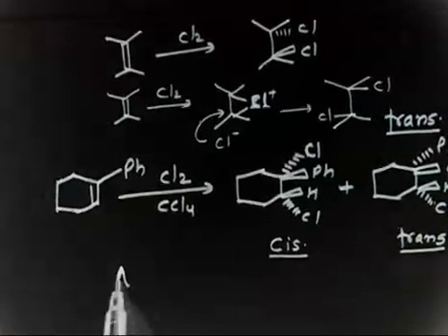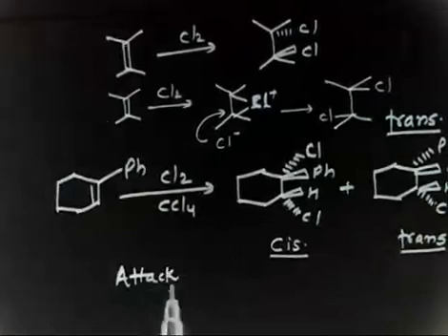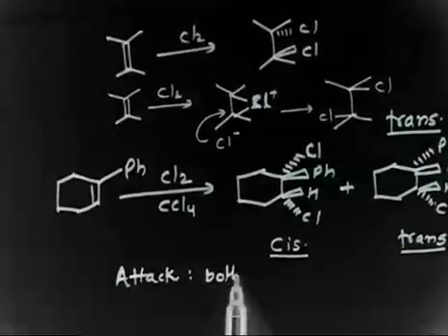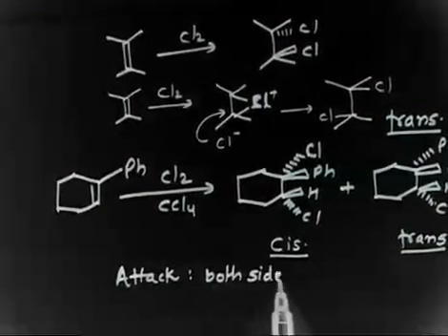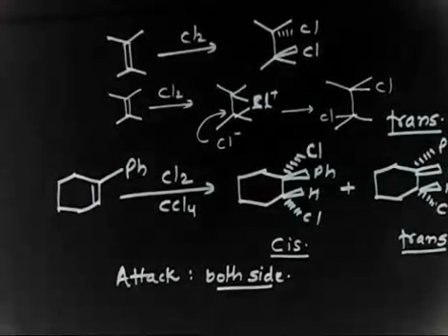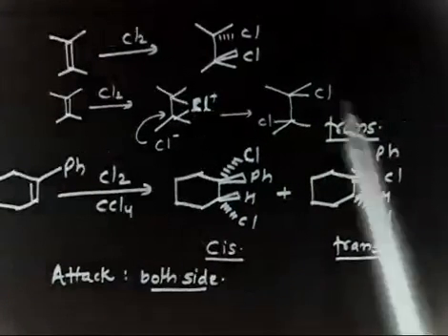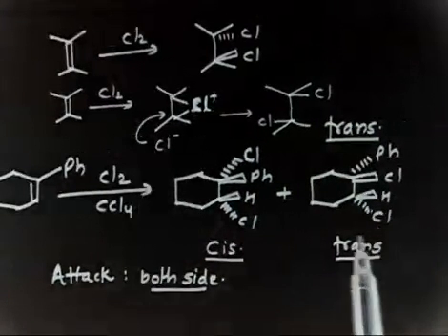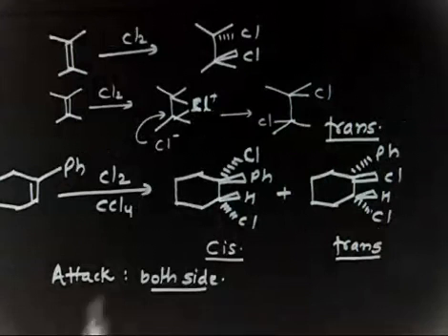So in this case you can say attack is happening from both sides. You have attack from the top side, you also have attack from the bottom side. If attack is happening from the bottom side, that is the back side, you will get the trans product as usual. If attack happens from the same side, you will get the cis product.